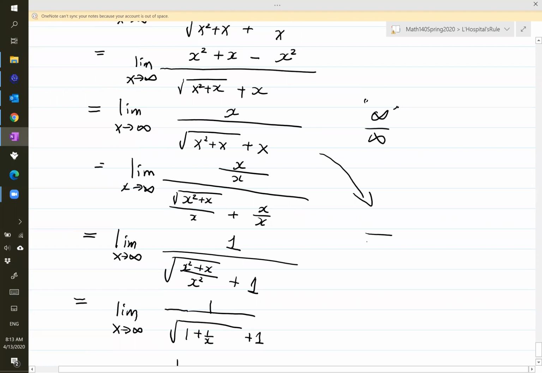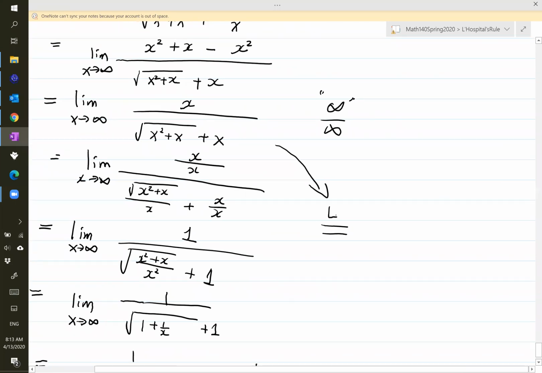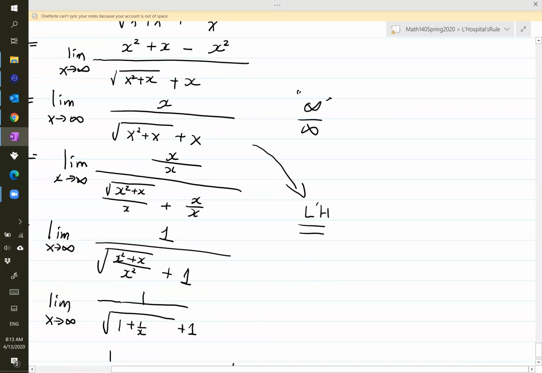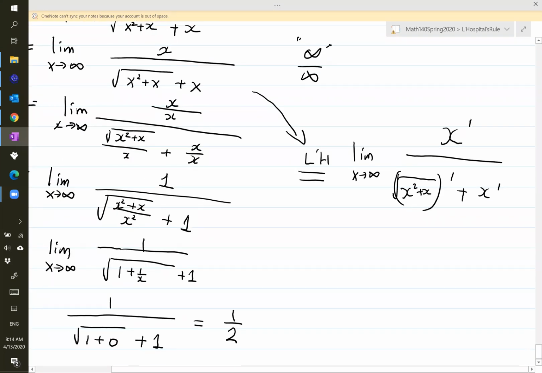Or we can use L'Hopital's rule again here. Another way to do it, if you use L'Hopital's rule, let's see. Now differentiate the derivative of this, plus the derivative of x. Now if you apply L'Hopital's rule here, the derivative of x you get 1. This derivative you get twice square root of x multiplied by 2x plus 1.